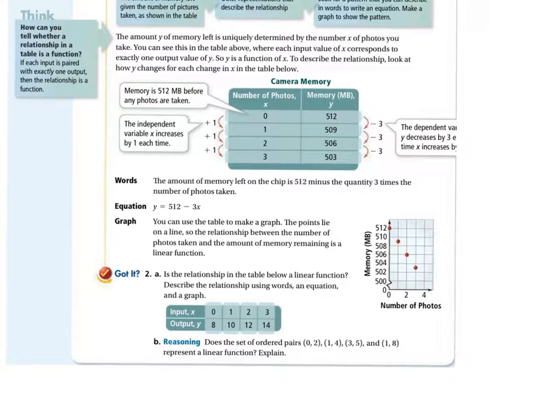Going to graph that thing. So obviously going to make points. Our points are 0, 512, 1, 509, right? And it just keeps decreasing at a nice line as we go down. So there you go.